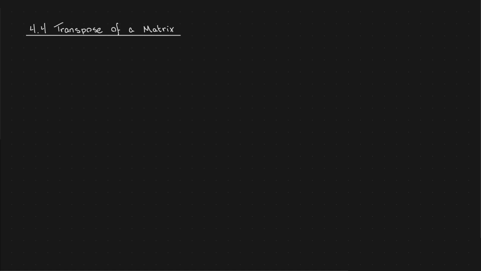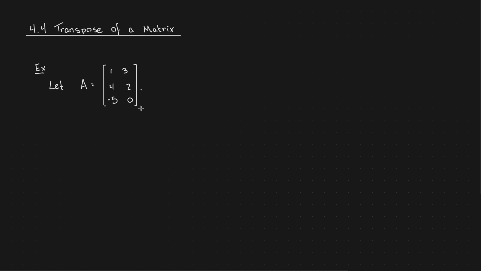So another important operation on matrices is that of taking the transpose of a matrix. This would be easiest to understand with an example. So let's let A equal 1, 3, 4, 2, -5, 0. Okay? Just a pretty arbitrary 3 by 2 matrix.